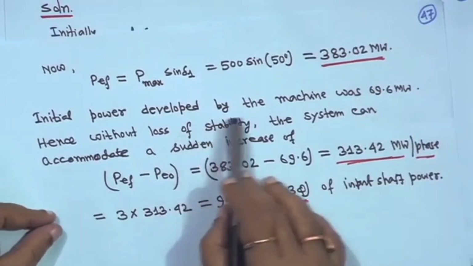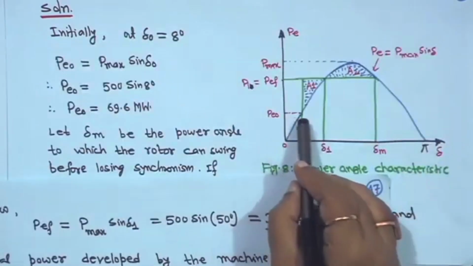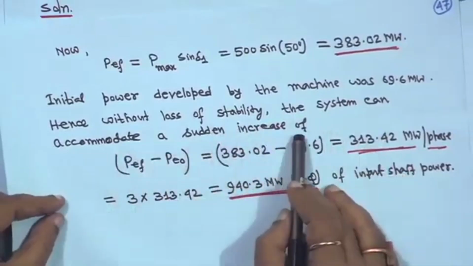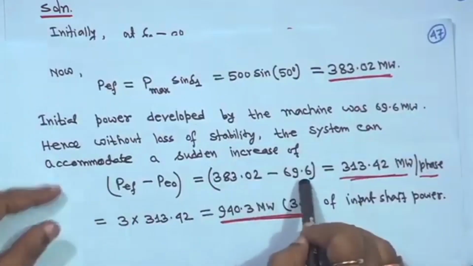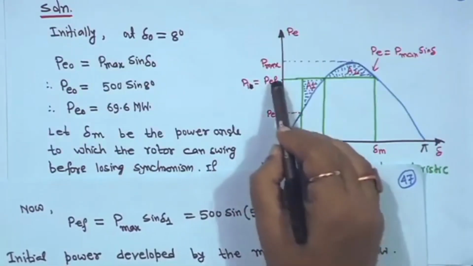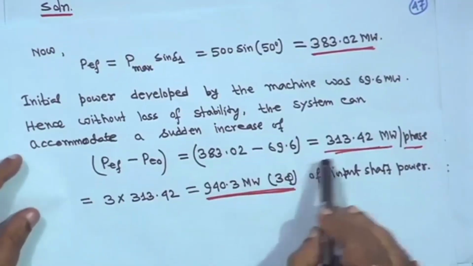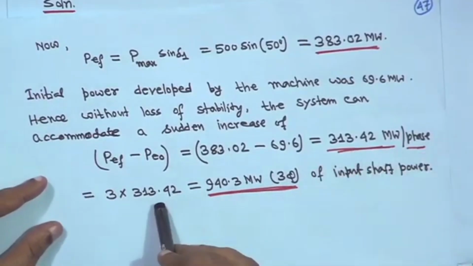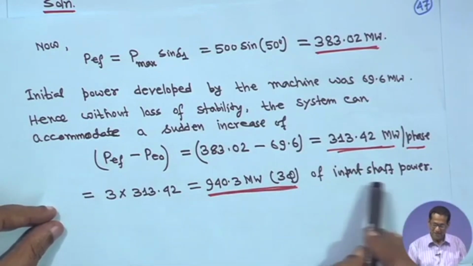The initial power delivered by the machine was 69.6 megawatt, which we computed at this point. Hence, without loss of stability the system can accommodate a sudden increase of P f minus P 0, that is 383.02 minus 69.6, which is 313.42 megawatt per phase. If it is a 3 phase, multiply by 3, and it will become 940.3 megawatt of input shaft power.